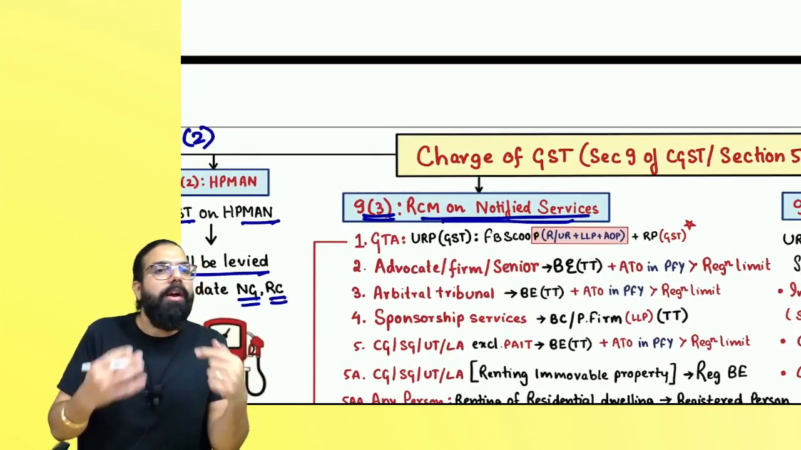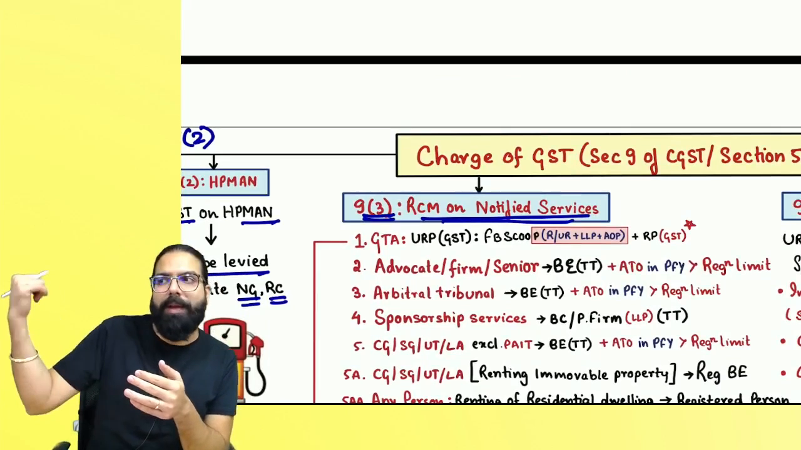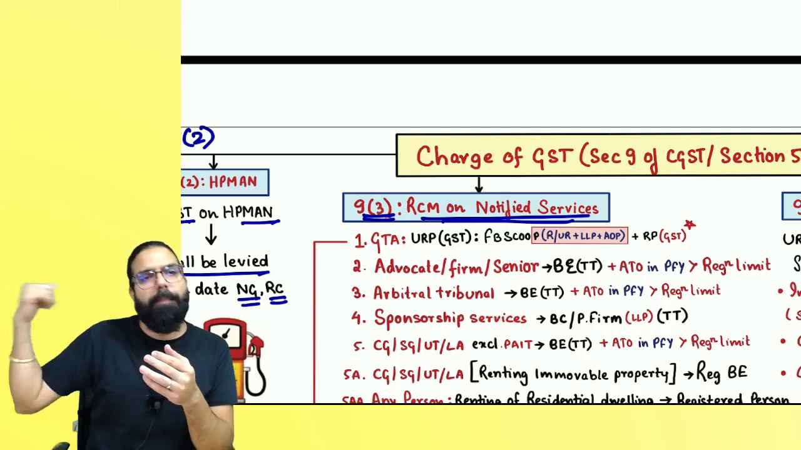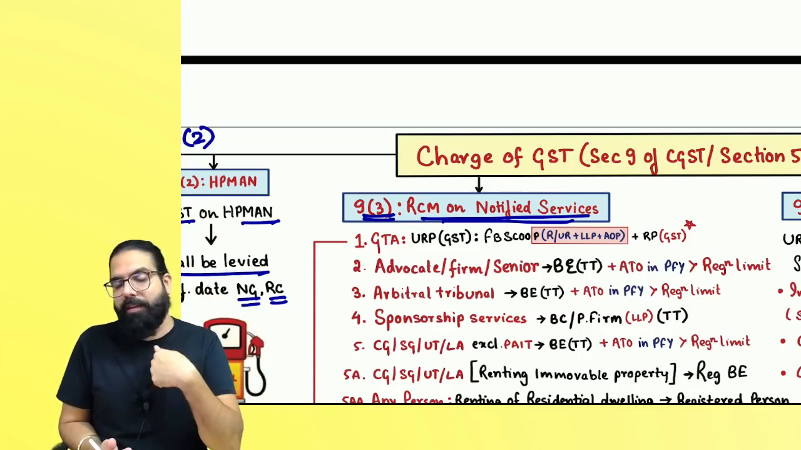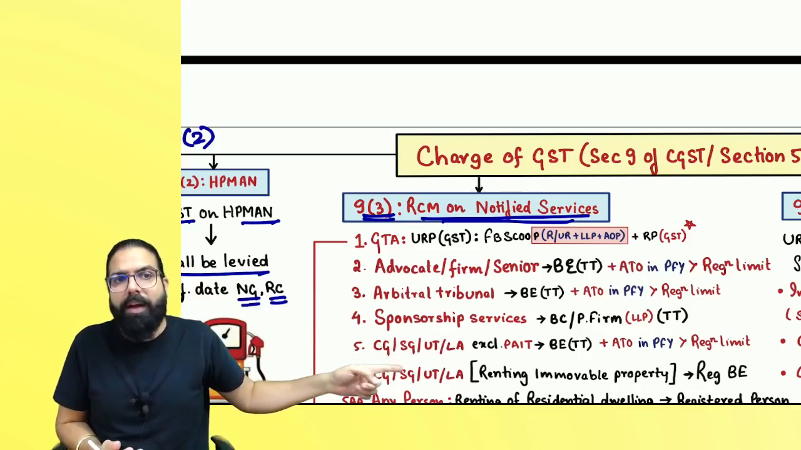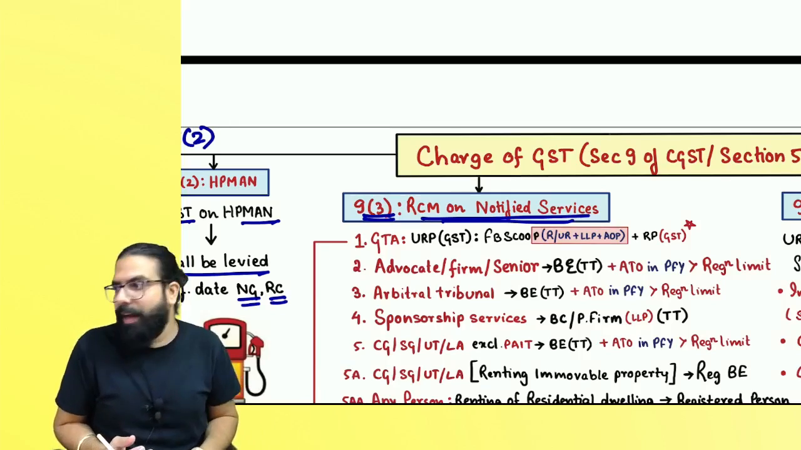Sir, what is RCM? Whenever government says it is difficult to take the GST from the supplier, government puts RCM. And whenever RCM comes, the recipient has to pay the GST under RCM, and all the provisions will be applicable to the recipient. Can I go ahead, everyone?